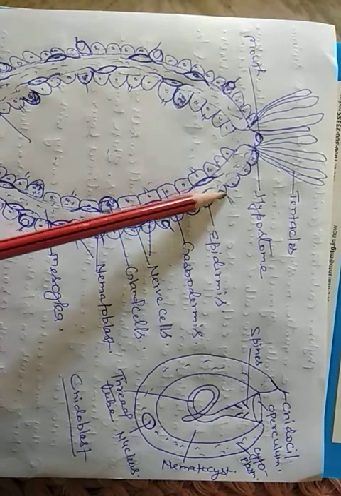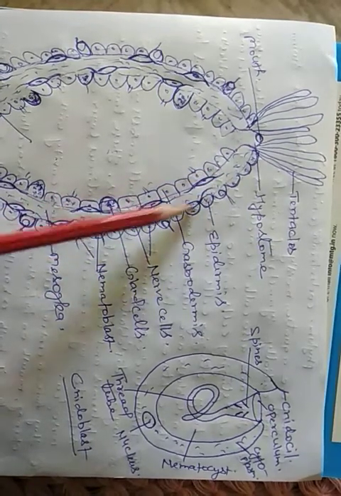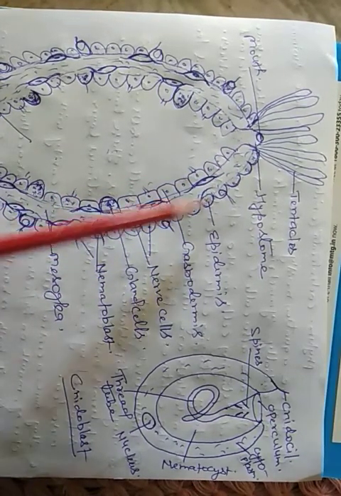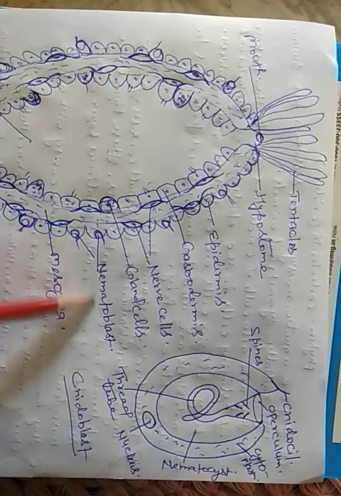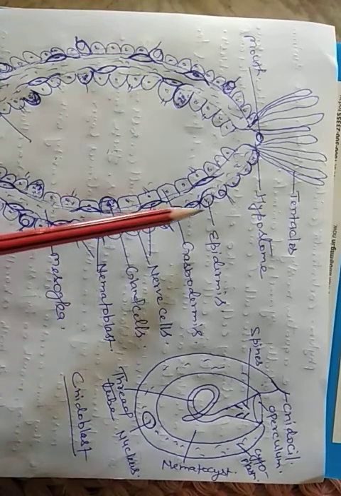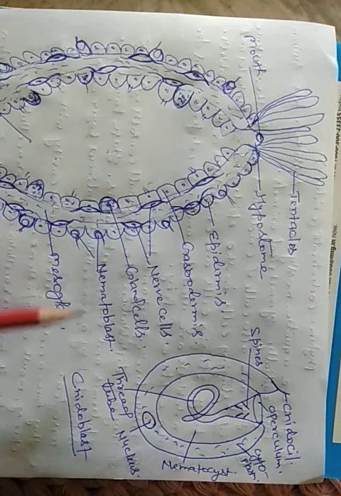Now we will talk about the body layers. The epidermis consists of different types of cells. The most important cell is the nematoblast or cnidoblast cell. Due to the presence of these cnidoblast or nematoblast cells, they are also called cnidarians.